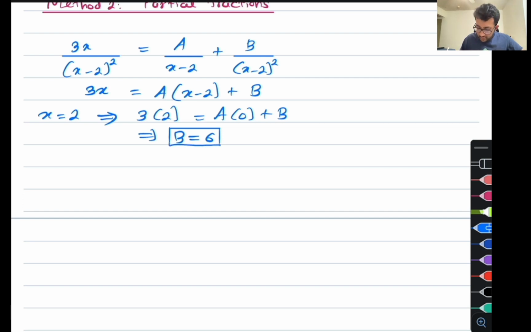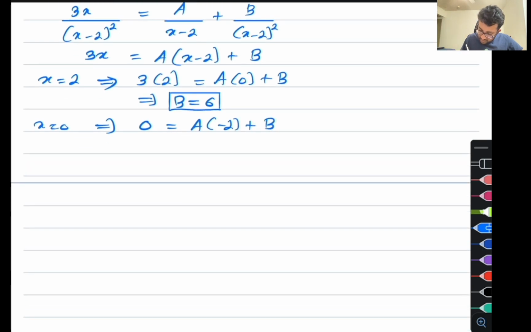Then I can equate coefficients to find a, or I can substitute x equals 0. Let's substitute x equals 0. Then on my left hand side I would get 0, and on the right hand side I would get a times negative 2 plus b. So I'll get 0 equals negative 2a plus b. I already know my b value, it is 6. So this would give me 2a is equal to 6 and a is going to be equal to 3.